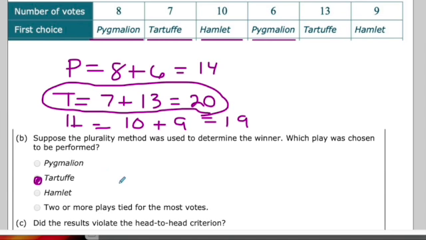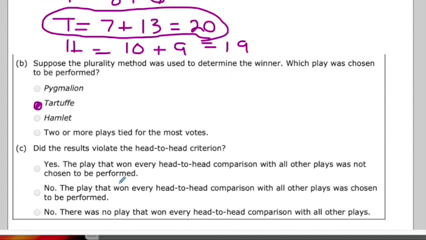Did the results violate the head-to-head criterion? Yes, the play that won every head-to-head comparison was not chosen. That's not true. I'm going to say no. The play that won the head-to-head comparison, which was Tartuffe, also won the plurality choice. Who got the most votes? So no, it does not violate head-to-head.